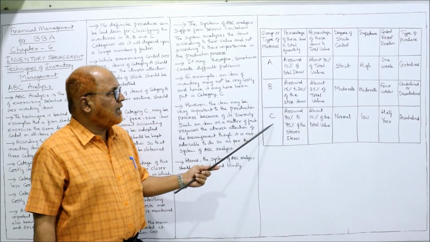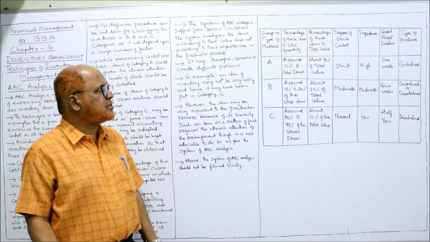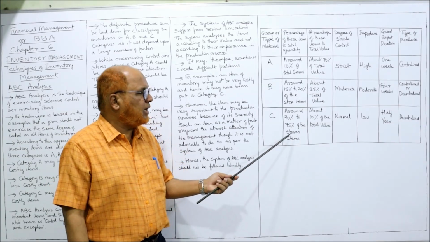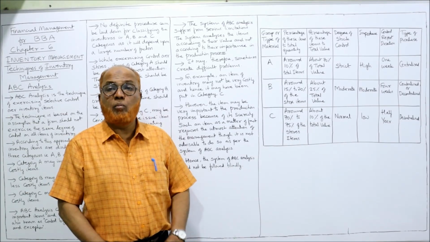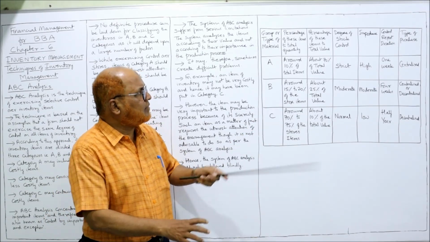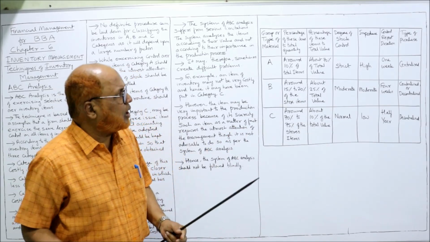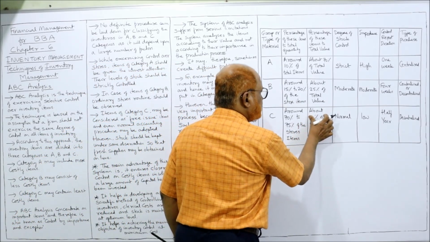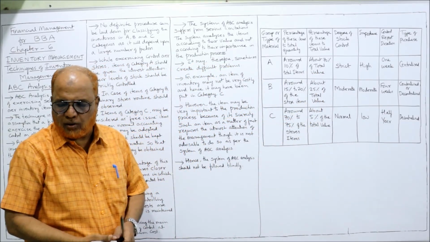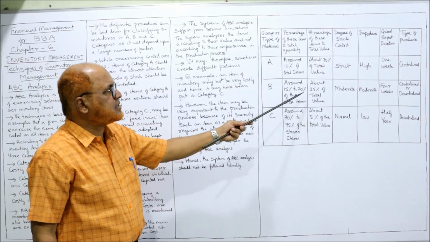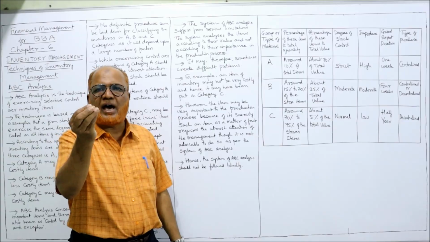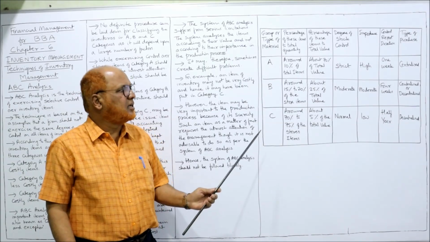Now, here C category item, around 70 to 75% of items. 70 to 75% of items fall in C category. More items are there, but the value is only 10%. Here 70, 80, 90, 95%, so I will make it 5%. Because we have taken 70% items value in A category, 25% in B category, 70 plus 25, 95. Only 5% of value items are in C category.